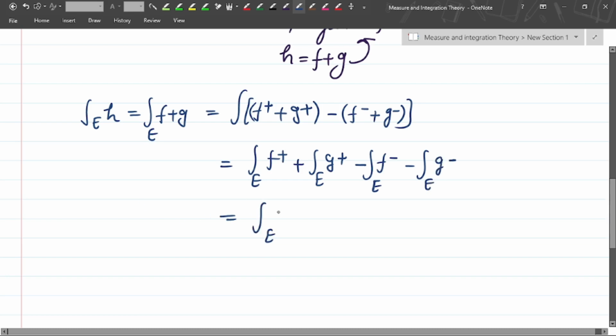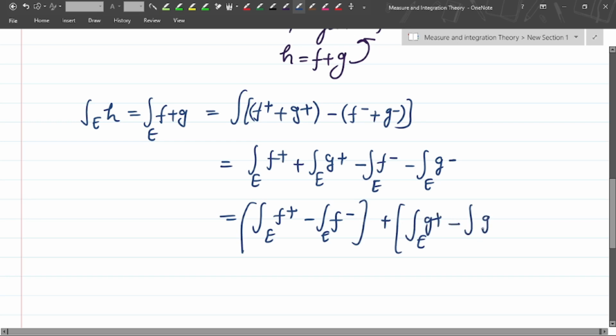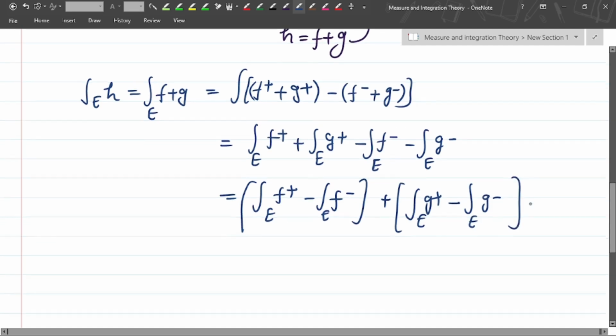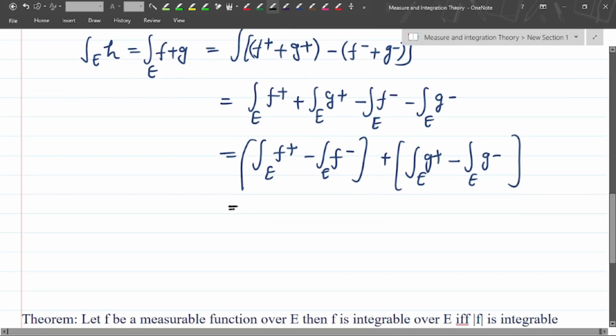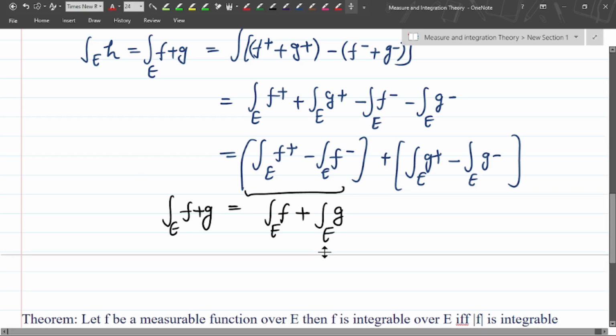Now we'll write it as the integration of f plus minus the integration of f minus over E. This is one of the results, and the second one is the integration of g plus and the integration of g minus over E. This is the result that we have already discussed. This is nothing but the integration of f over E plus the integration of g over E. This is the integration of f plus g. So we can easily prove this result.